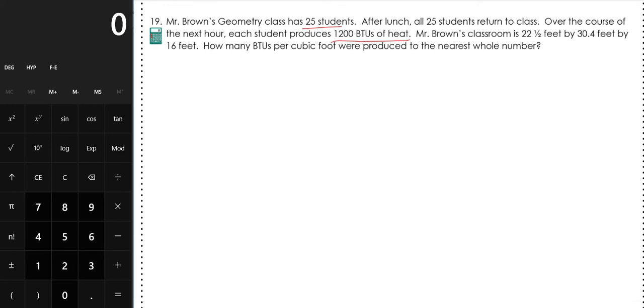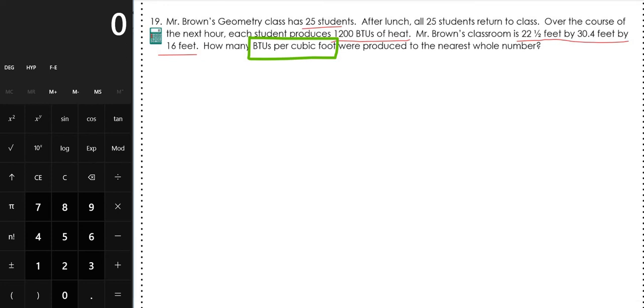Mr. Brown's classroom is 22.5 feet by 30.4 feet by 16 feet. How many BTUs per cubic foot were produced to the nearest whole number? So your ask is right here. How many BTUs per cubic foot were produced? Now they're definitely asking you in total. They said there are 25 students, they're all in class. So in total, how many BTUs per cubic foot were produced?